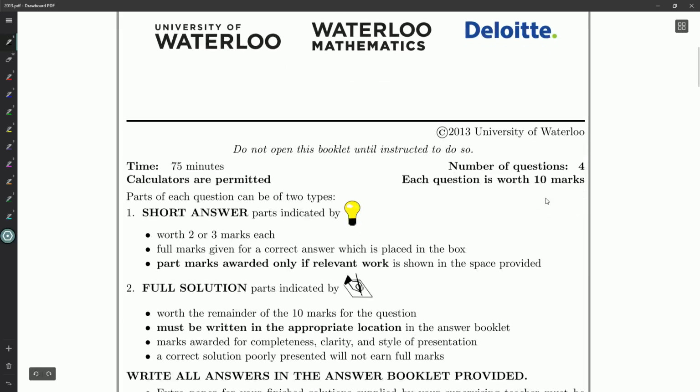If you're interested in trying it out for yourself, a couple things to note. You get an hour and 15 minutes. As I've already said, there are 4 questions. Every question is worth the same. And this can be important when you're planning what questions to do.